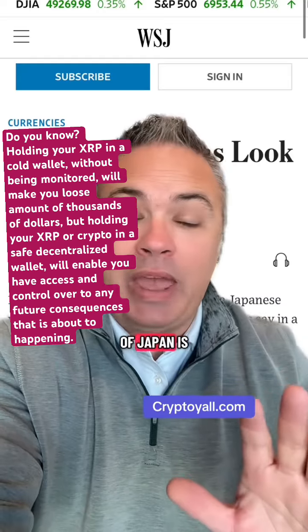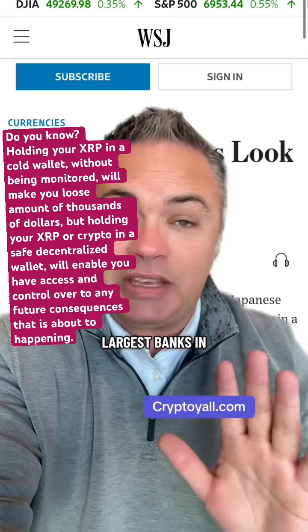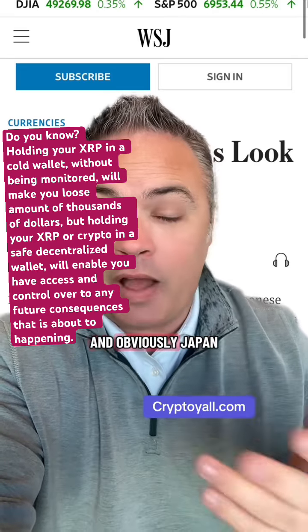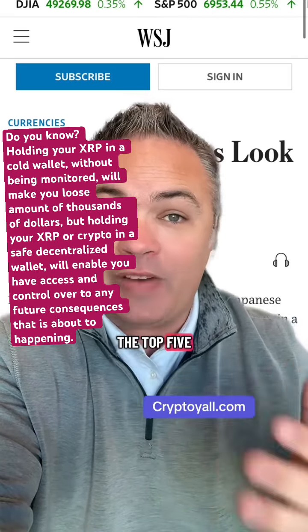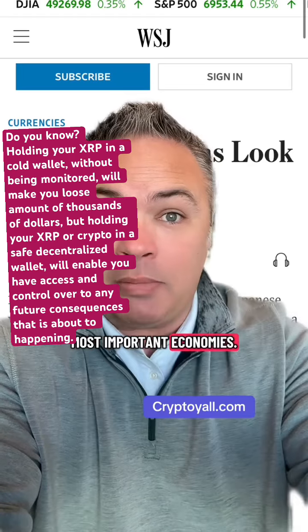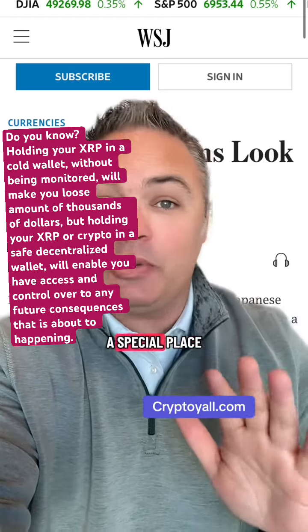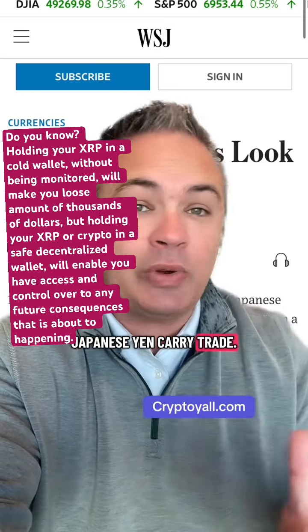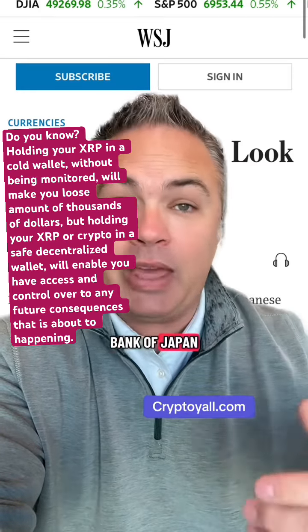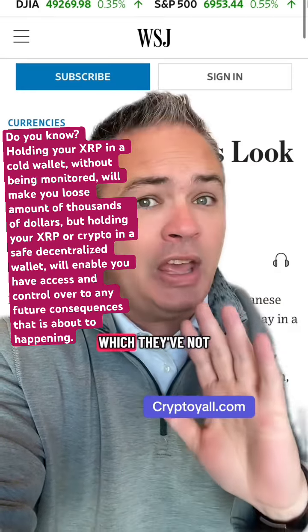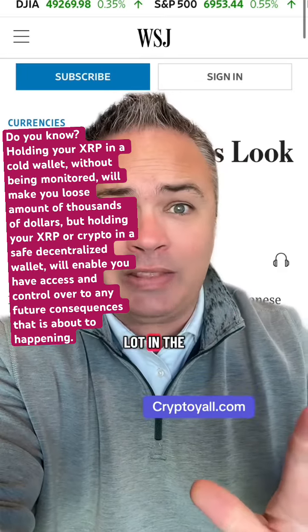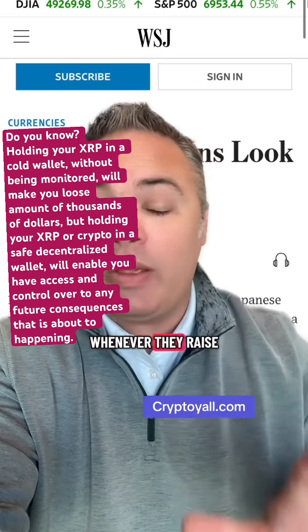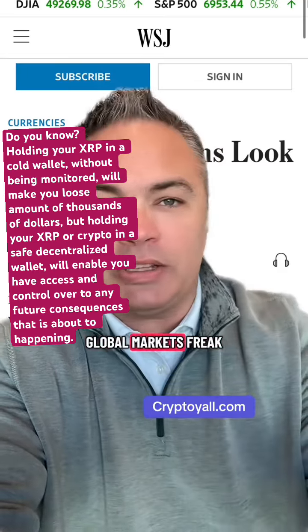The Bank of Japan is one of the largest central banks in the world, and obviously Japan is one of the top 5 most important economies. They also have a special place at the table when it comes to the whole Japanese yen carry trade. And whenever the Bank of Japan raises interest rates, which they've not done a whole lot in the last few decades, whenever they raise interest rates, the global markets freak out.